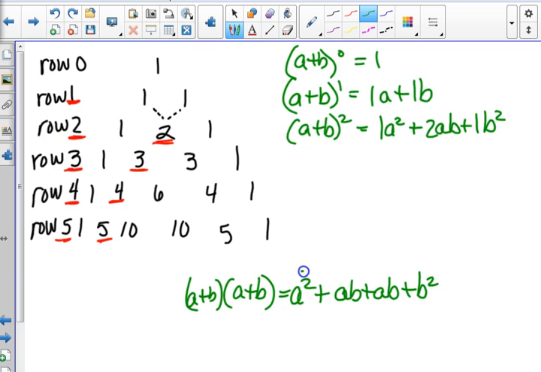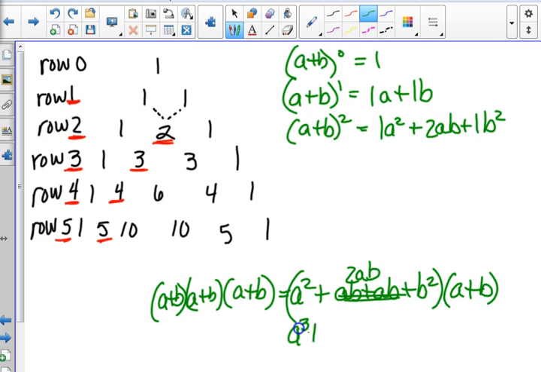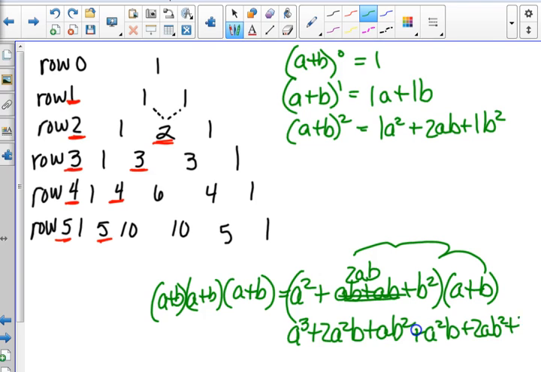If we were to FOIL this and multiply it by another a plus b, okay, let me rewrite this. So I'm going to end up with an a plus b to the 3rd here. Everybody with me? I'm going to multiply all of this by a. I get a cubed plus 2a squared b plus an ab squared. Then I'm going to distribute the b through all this over here, and I am going to end up with an a squared b plus 2ab squared plus b cubed. So I just did FOIL 3 times. It was a pain in my neck, right?